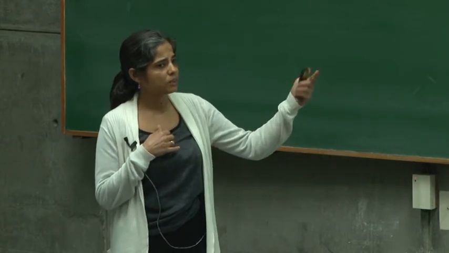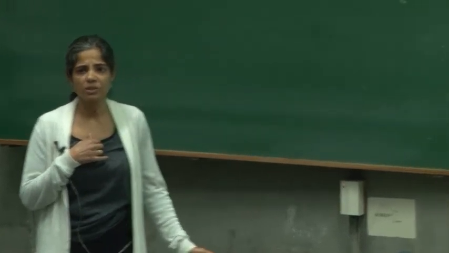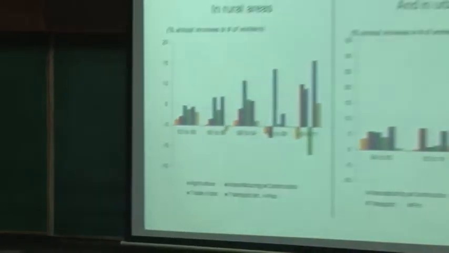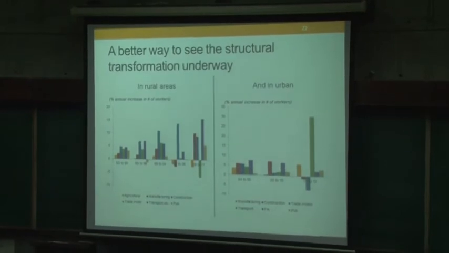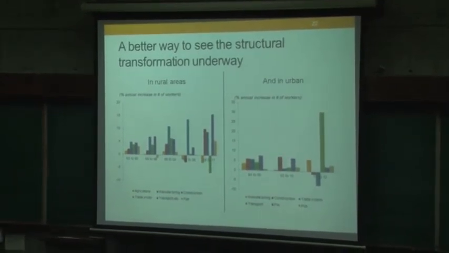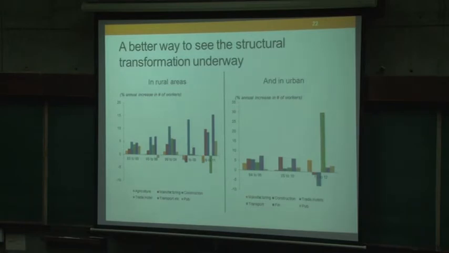I'm representing the same data in a different way just to help you see it. What I'm showing you in these graphs, for both rural and urban areas, is where the net increase in job creation is coming from. And you see it's coming in construction. That's been the source of net job creation in rural areas.